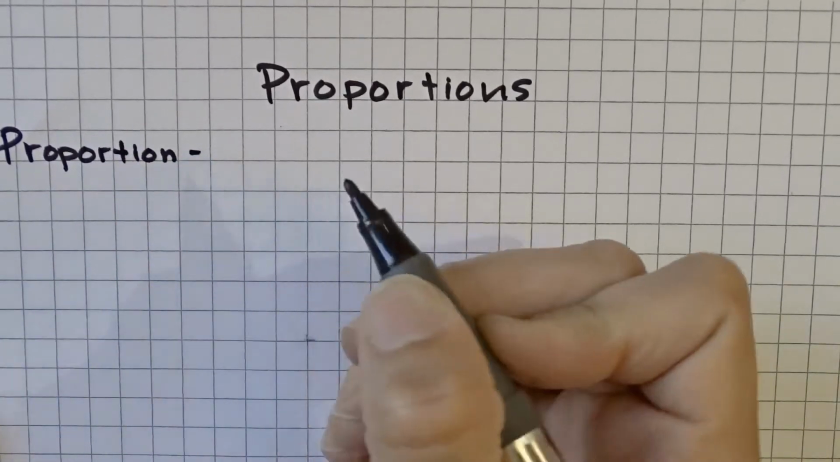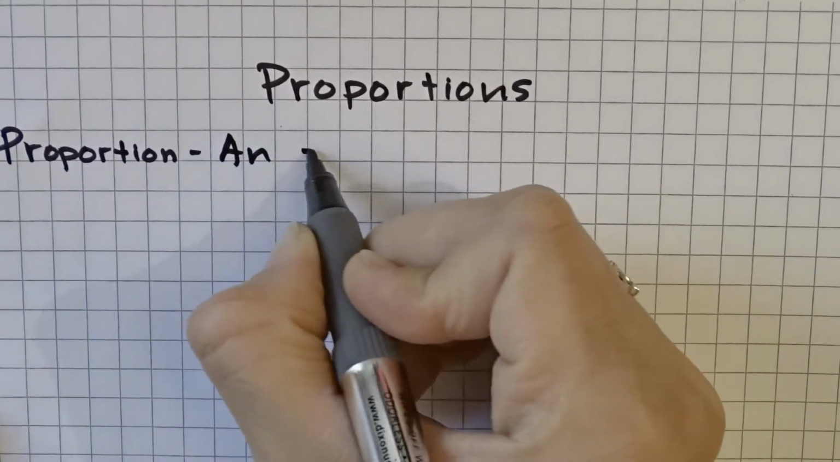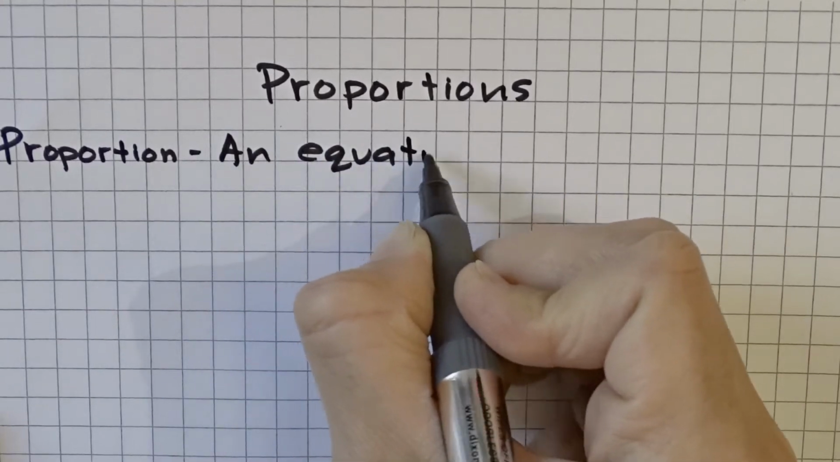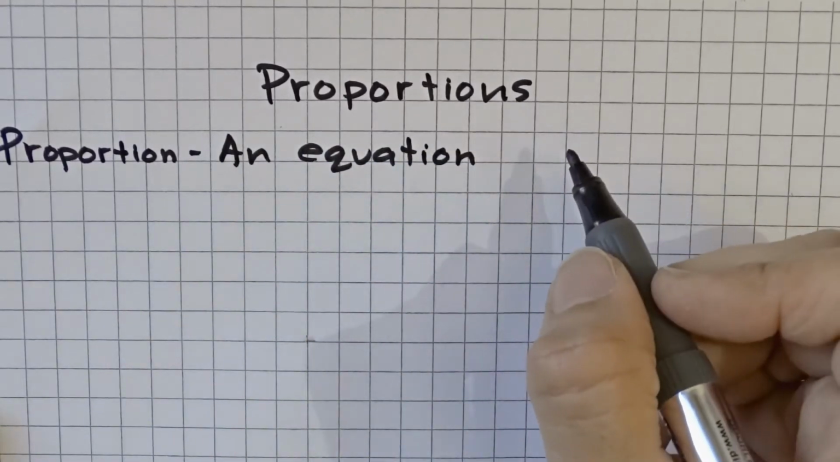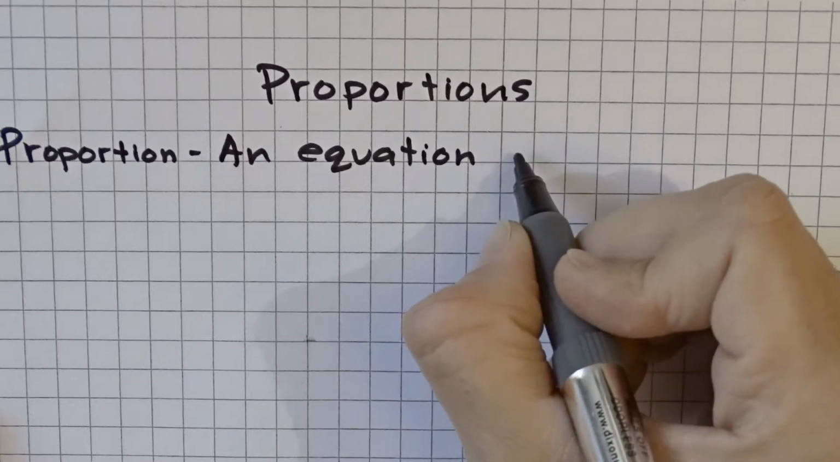A proportion is an equation stating two ratios are equivalent.